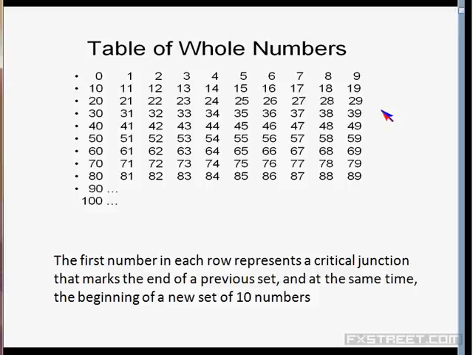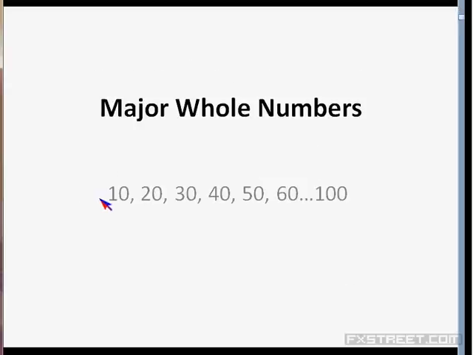The quarters theory gives the name major whole numbers to the first numbers in each row of the table of whole numbers. So all of these first numbers in a row of the table of whole numbers, the major whole numbers, will be 10, 20, 30, 40, 50, 60, 100, and so forth.